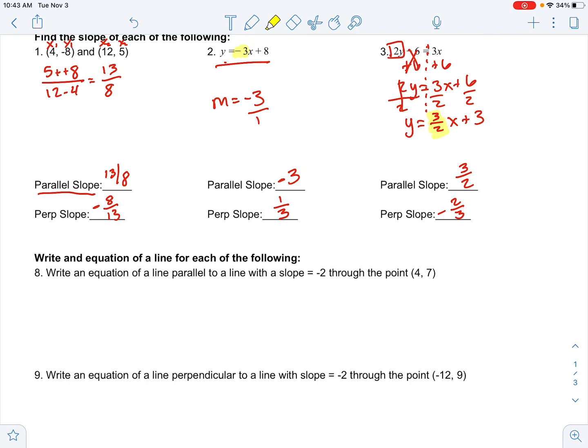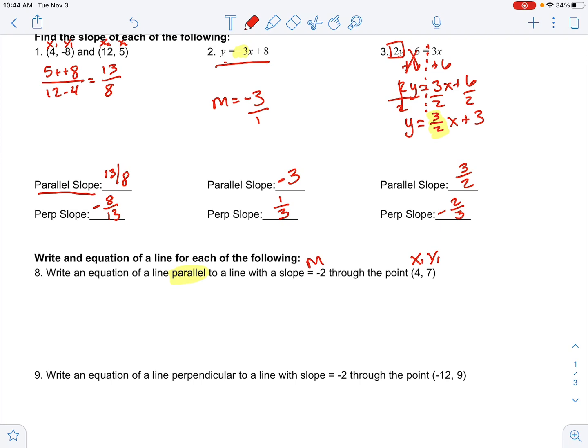So on this first one, write an equation of a line parallel. I'm going to highlight that because I want to remember that it's parallel. With a line with a slope of -2. Slope is always my m, so I'm going to label it, through the point (4, 7). That's a point, so we're going to call it x1, y1, just like we did before.